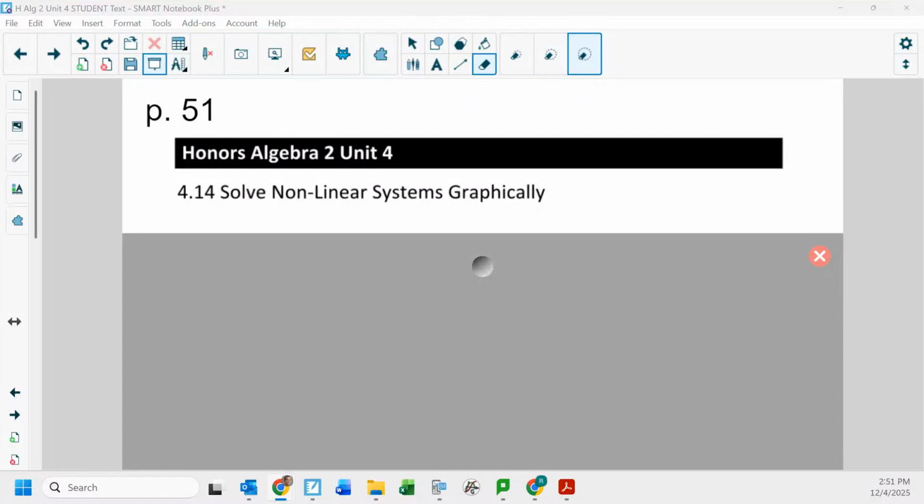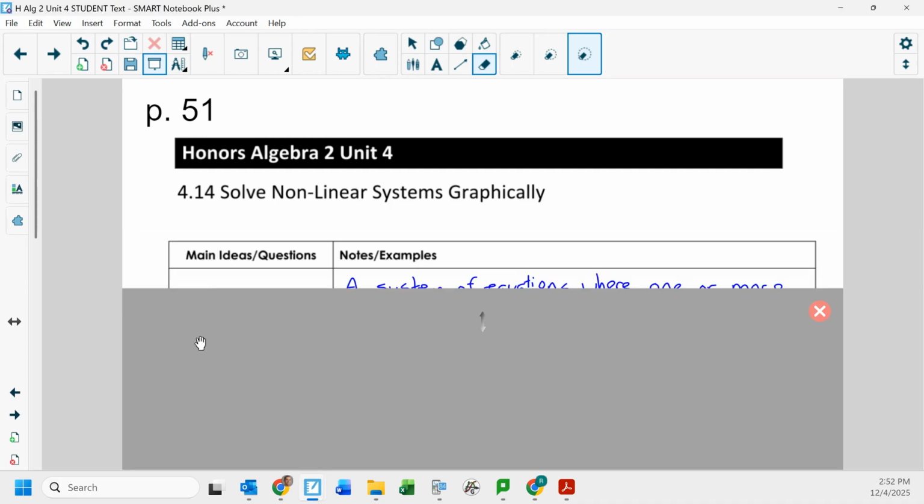All right, today we are going to look at solving nonlinear systems of equations graphically. We did linear systems of equations back in chapter 2 or unit 2, and now we're going to look at ones that aren't both lines. So, start with a definition.